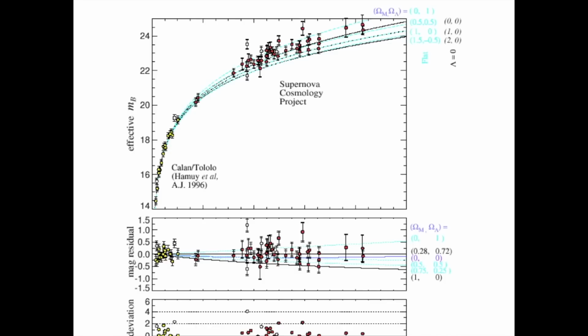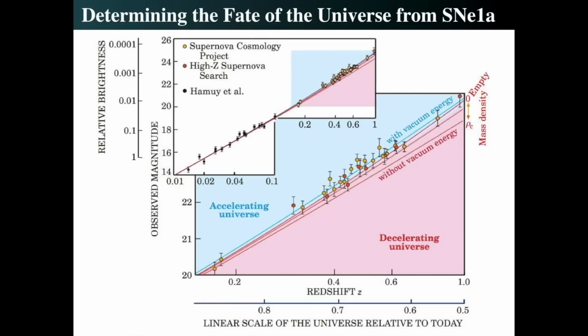And if we fit the best-fit curve to this data, we find that the universe is made up of 28% normal matter and dark matter and 72% dark energy according to supernovae. Which is interesting, because this is also done by the High-Z Search and the Supernova Cosmology Project. Both determine the same thing and determine that the universe itself is accelerating in its expansion.